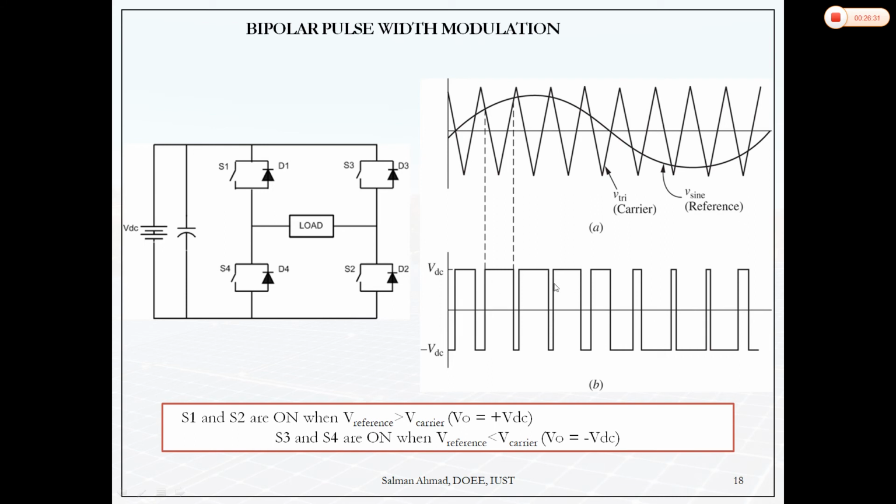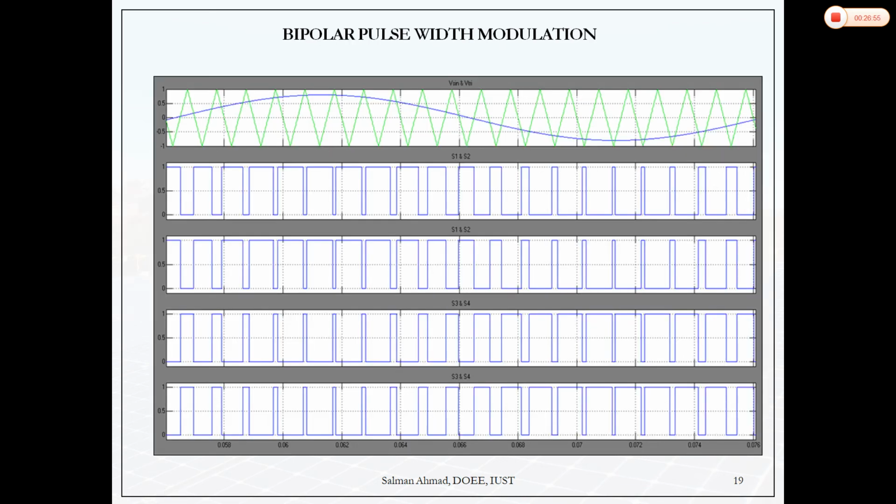Here you can observe that in the middle the widths of the pulses are more in the positive direction. During minus VDC, if we want to generate this, the pulse width in the negative direction is more. These are some of the simulated waveforms. You can see that switches S1 and S2 have the gate pulses something like this, and S3 and S4 have the gate pulses like this. So this is the bipolar pulse width modulation.